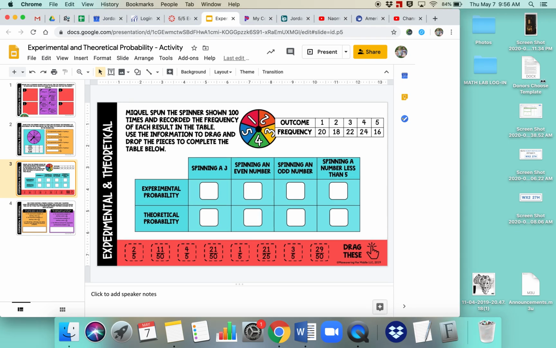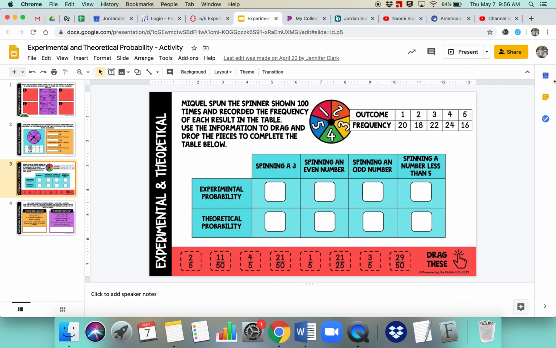So the biggest difference between experimental versus theoretical is that theoretical is what you think should happen. It's a theory, it's a possibility, it's what do I think should happen. So spinning this spinner, you see how all the numbers have exactly the same size in the spinner. So we should get each number the same amount of times. Experimental probability is when you actually do the thing that you were thinking about. So theoretical, it should happen about 1/5 of the time.